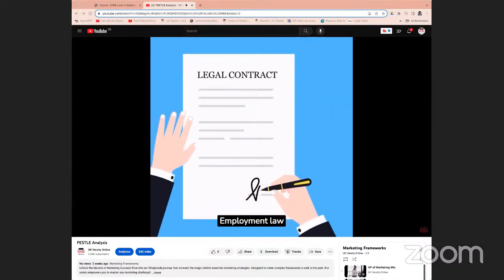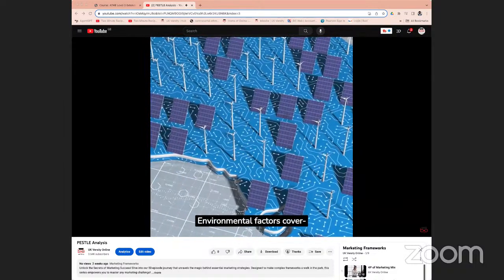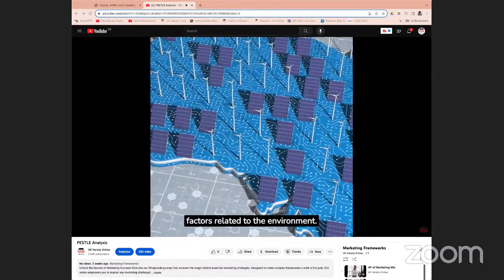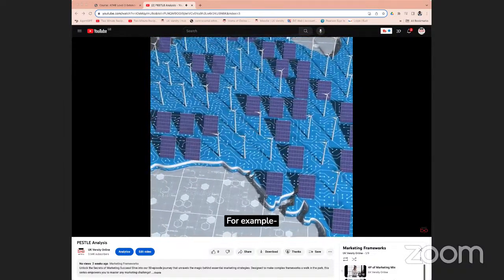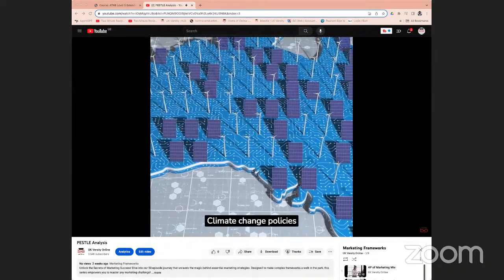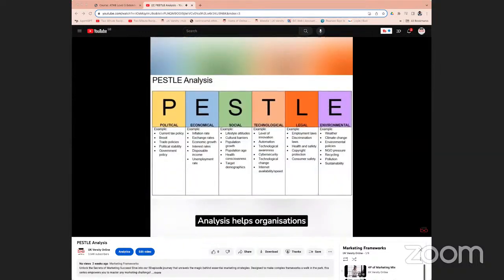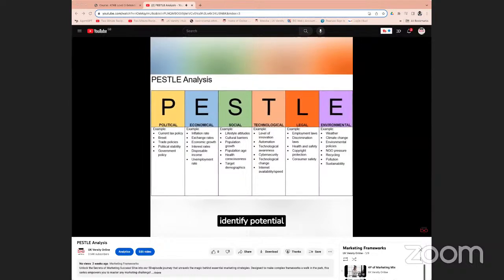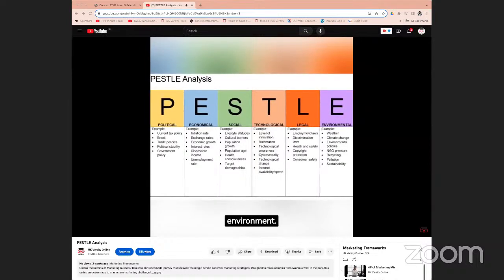For example, employment law. Environmental factors cover ecological factors or factors related to the environment. For example, climate change policies. A well-conducted PESTEL analysis helps organizations identify potential opportunities and threats in their external environment.